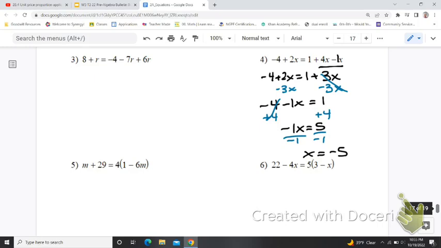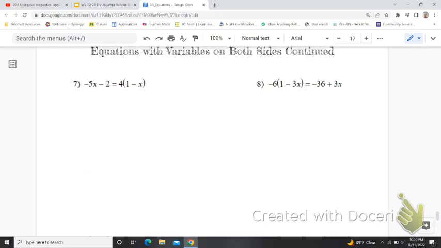have to do both. So next up, I'm going to find a problem where we have to distribute and combine like terms before we move the variable. Well, as it turns out, there aren't any that need distribution, or distribute. Yeah, we don't need to distribute and combine like terms on any of these. But here's some where we have to distribute.